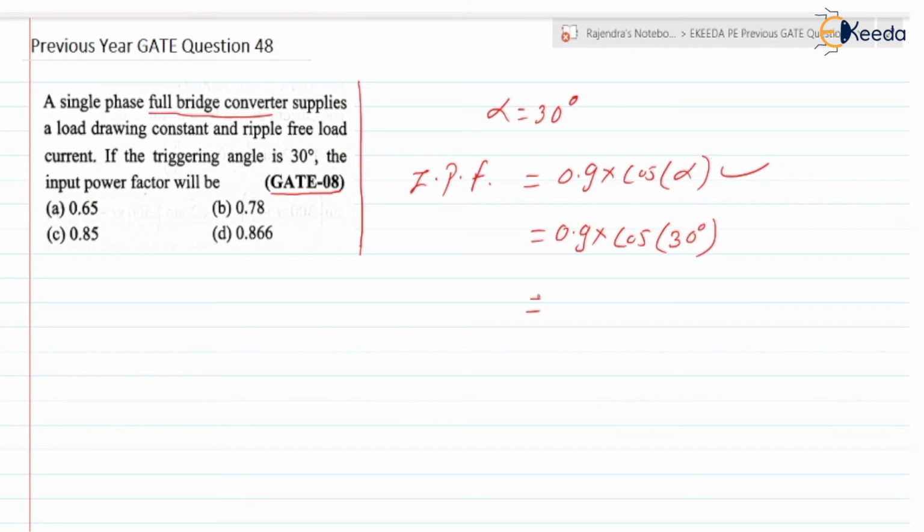So it is equal to 0.78. Input power factor is equal to 0.78. So the correct option is option B.